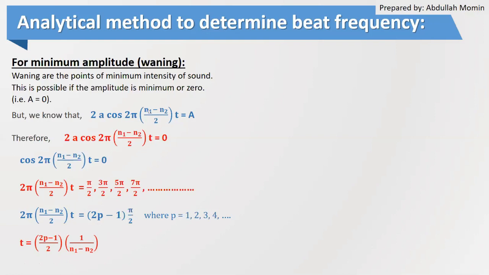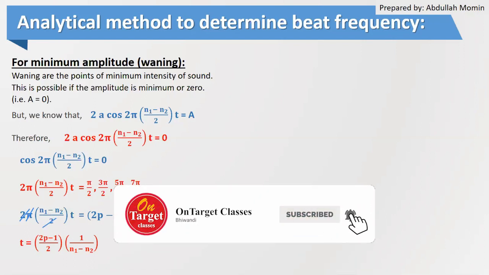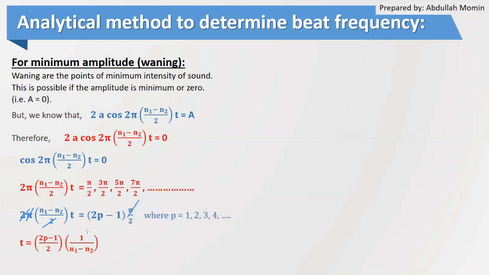So remember, we have cancelled this pi and this pi, 2 and 2. And this term will come to the other side of the equation, and it will become 1 upon (n1 minus n2), and 2p minus 1, and this 2 is written with 2p minus 1. So now we are going to put the value of p. First we will put p is equal to 1. 2 into 1 is 2, minus 1 is 1, so 1 upon 2.